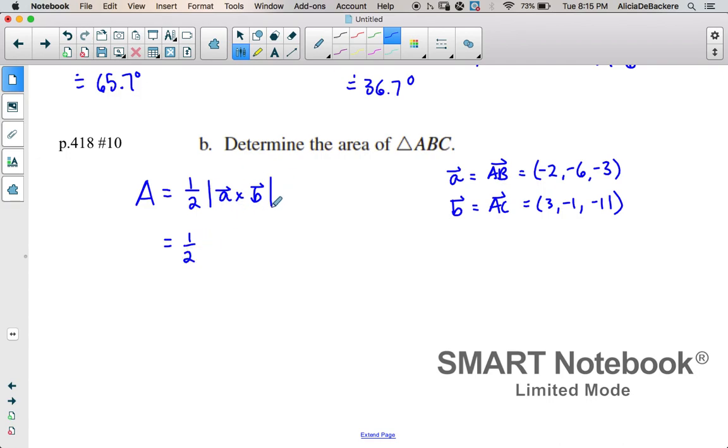So I want the magnitude of the cross product. We have a couple of formulas. We have a formula for the magnitude of the cross product that looks like this, but I don't know theta, so I can't use this one. Instead, I'm going to keep my magnitude bars and figure out what the cross product of these two vectors is.